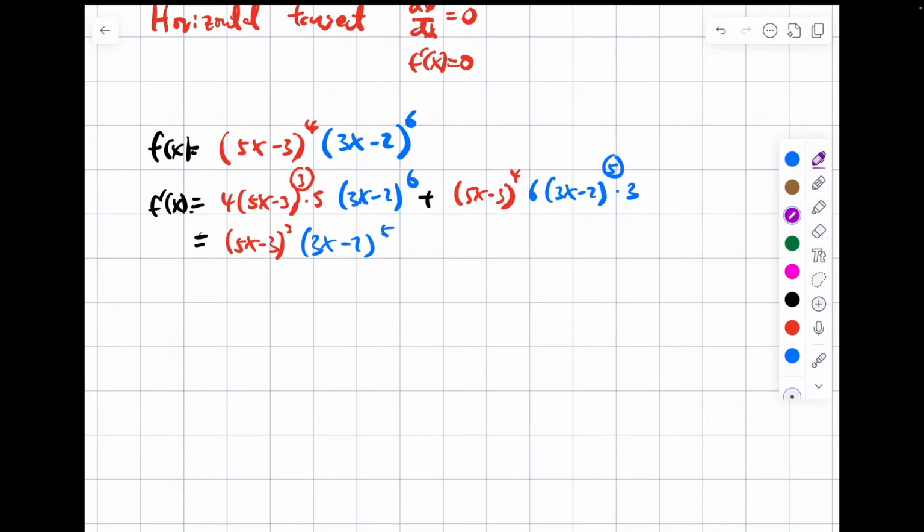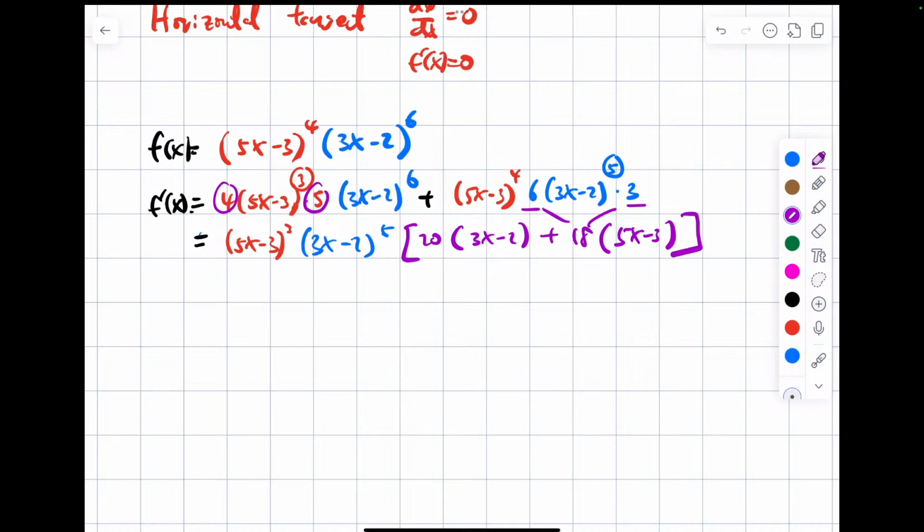And once you factor out, I'm going to have the purple left, which is 4 times 5, which is 20, times 3x minus 2. And plus 18 times, because 3 and 6 is 18, 6 times 3 is 18, and then you have 5x minus 3 left. Is that okay? Now you recognize that I just did algebra. I didn't do anything crazy.